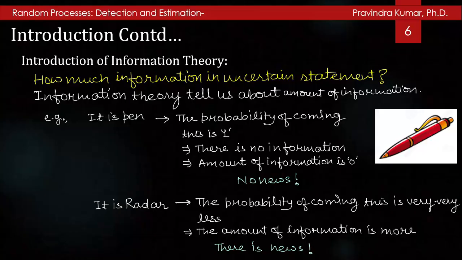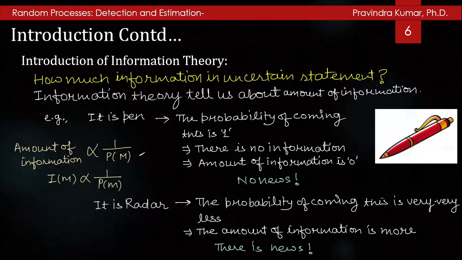So from this discussion, we can say that information theory is related to probability theory. Mathematically, we can say that the amount of information in a message will be inversely proportional to the probability of that message, and I can write it mathematically as I_M, the amount of information, is equal to log base 2 of 1 by the probability of that message.